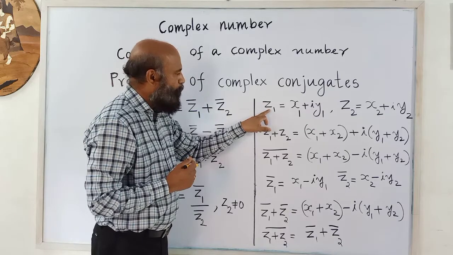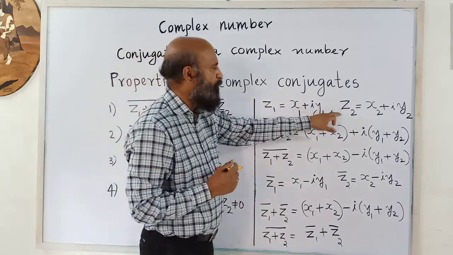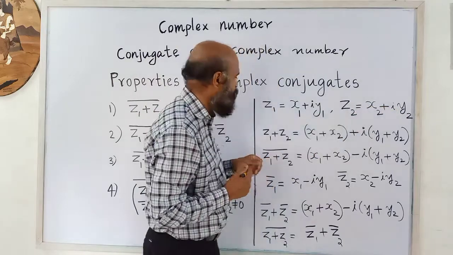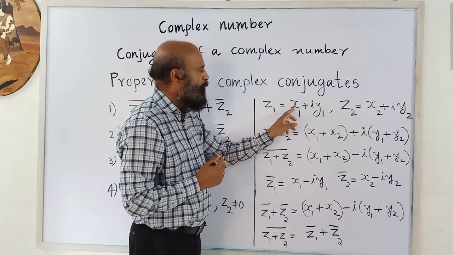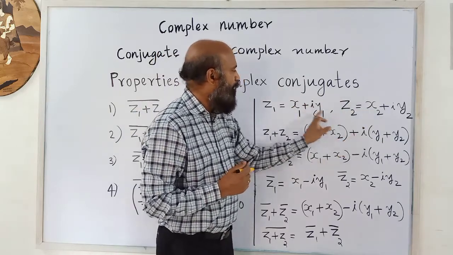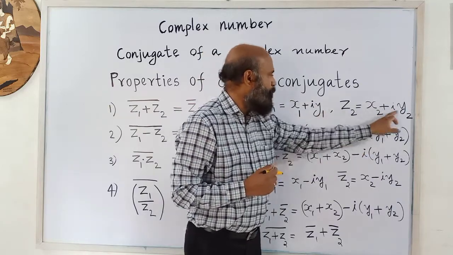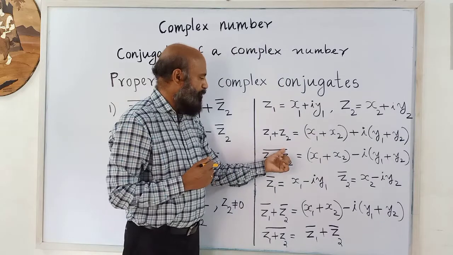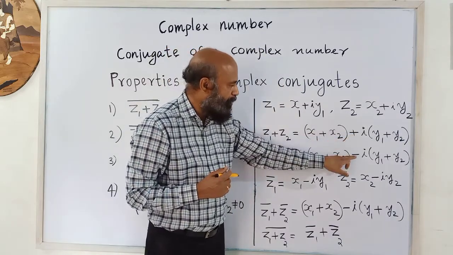Now let the first complex number Z1 be x1 plus iy1, and Z2 be x2 plus iy2. Add these two complex numbers, Z1 plus Z2. When you add, the real parts first, plus the imaginary part. Then i is common outside, so y1 plus y2. Then take the conjugate. When you take the conjugate, you have to change the sign of the imaginary part.